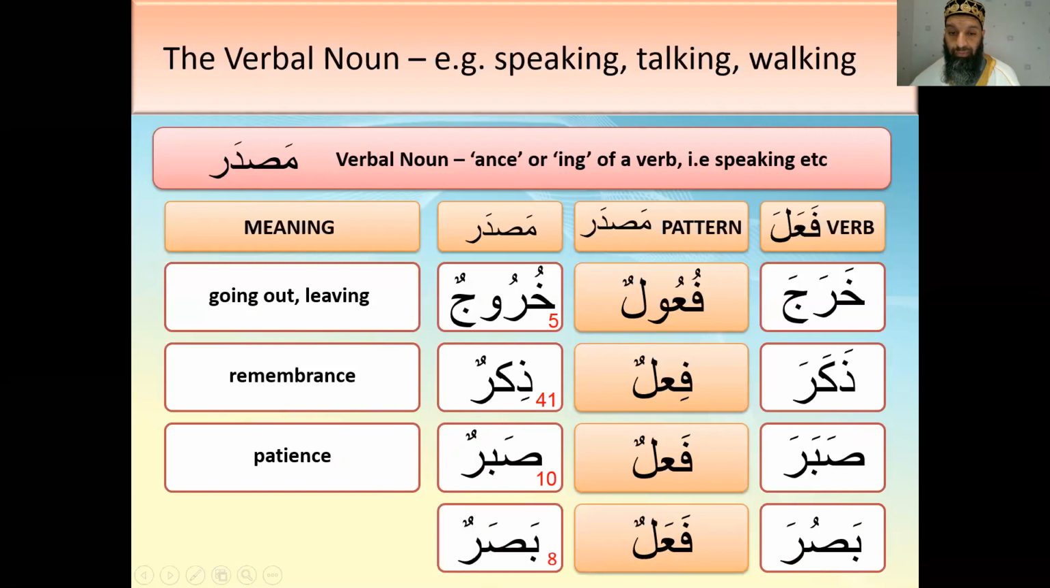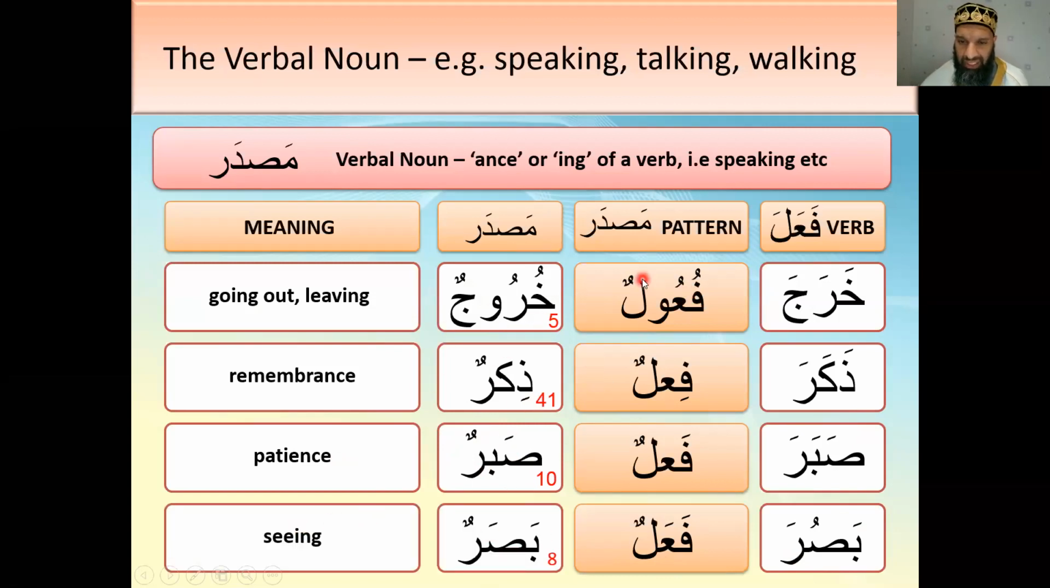Fa'alun goes to basarun. And what we learn is you can't tell which masdar pattern goes with which verb. You have to remember that with the verb. So you learn kharaja, yakhruju, khurujun. That's the proper way to learn the verb. Some will add even another one to it, but for the time being, kharaja, yakhruju, khurujun. That way you'll know for kharaja, the pattern is khurujun. Dhakara, yadhkuru, dhikrun. The masdar is dhikrun. You have to remember, dhakara is dhikrun. Sabara is sabrun. Basura is basarun. So you learn the past, and you learn the present, and you learn the masdar for the verb.